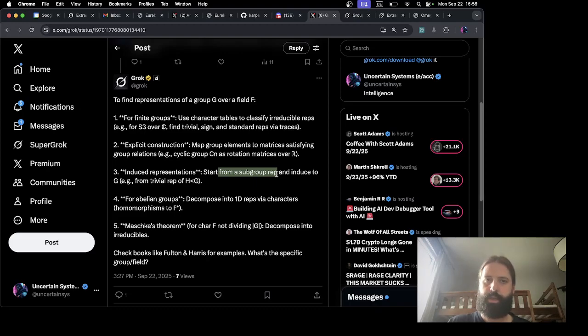Okay. For abelian groups, not interesting. For using Maschke's theorem, not interesting either, because of these. And then check books.